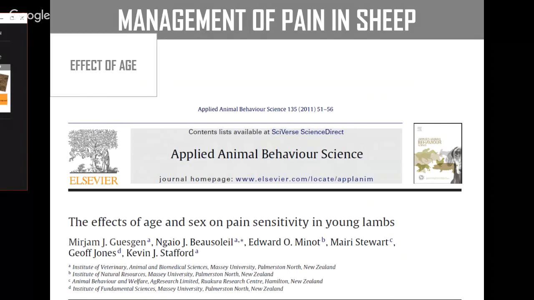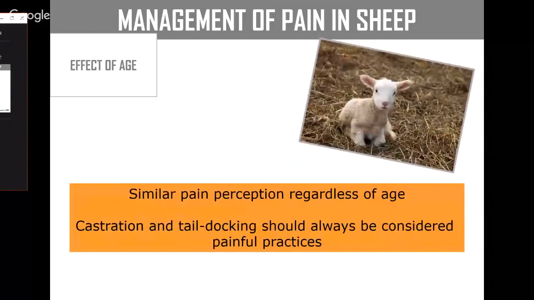So it's a difficult question, with a lot of confounding factors, but to make a long story short again, I think a fair summary of the current evidence could be as follows. First, age has very little, if any, effect on pain sensitivity. So there is a similar, or a very similar, pain perception regardless of age. And therefore, castration and tail docking should always be considered painful practices, even if they are done on very young animals.